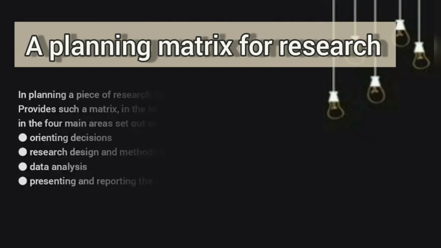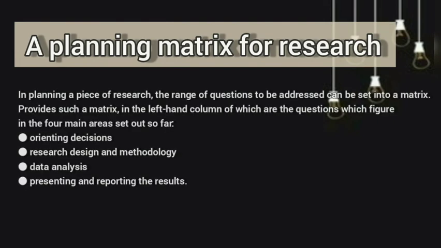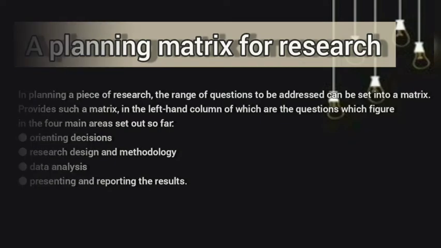The second point of this material is a planning matrix for research. In planning a piece of research, the range of questions to be addressed can be set into a matrix. Provide such a matrix in the left-hand column of which are the questions which figure in the four main areas set out so far. There are orientation decision, research design and methodology, data analysis, and presenting and reporting the result.